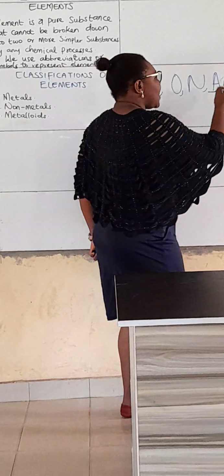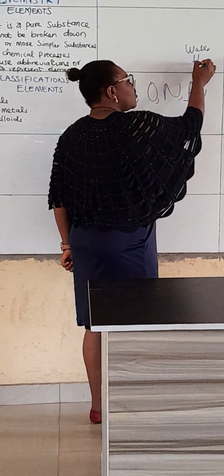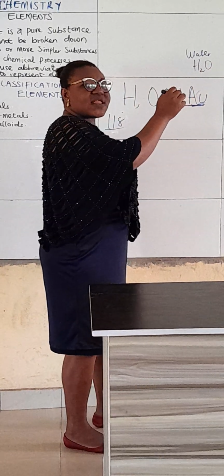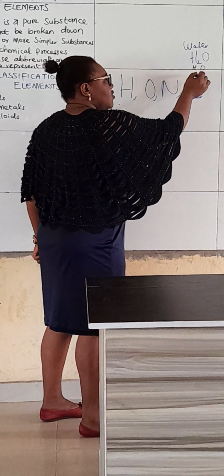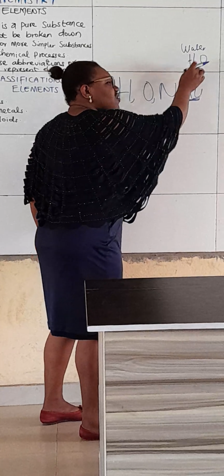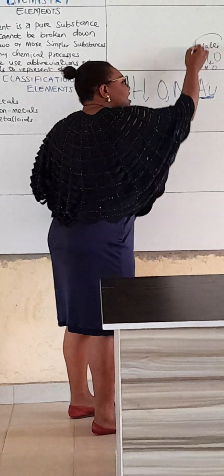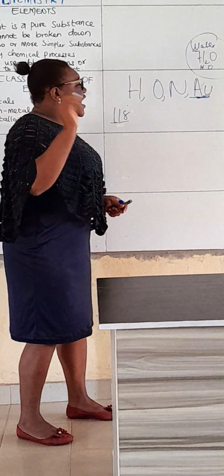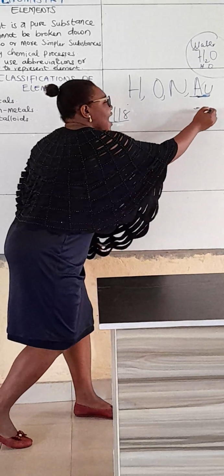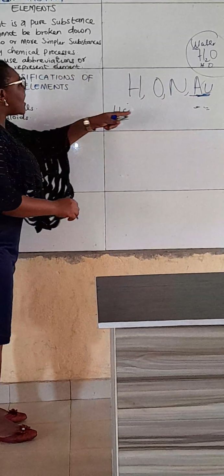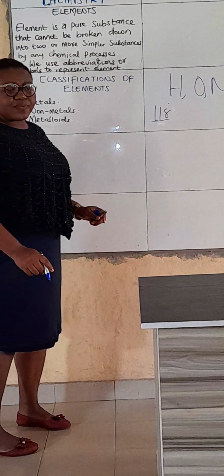Okay, let me give you another example. We have water, and our water is H2O. Water can be broken down to give hydrogen and oxygen. You see, hydrogen and oxygen chemically combined together is what makes water, and this is a compound. But there is no way you will pick your hammer and start breaking your gold to get another element. That is why we say that gold is an example of an element.